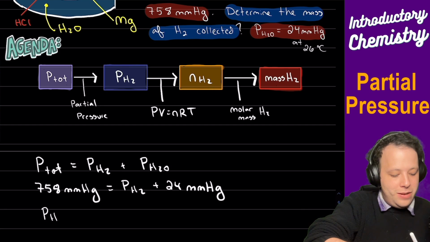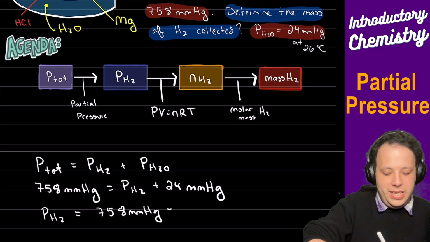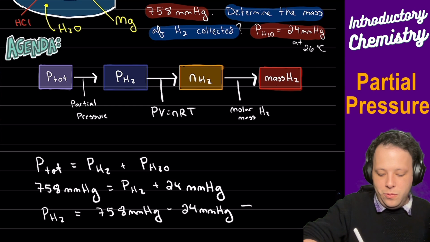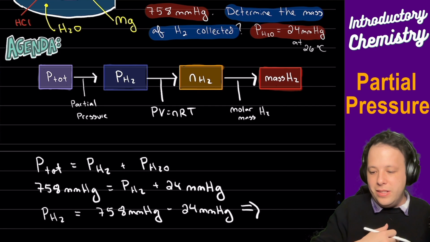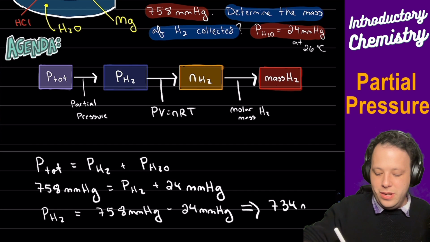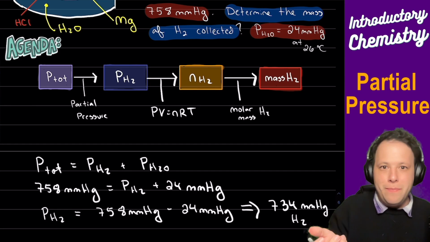So if we do that, we'll get pH2, which is 758 millimeters of mercury minus 24 millimeters of mercury. Once we solve for that, essentially what we're going to be getting is that pressure. With that all done, we're going to get about 734 millimeters of mercury of H2. Okay, so we just did step one.